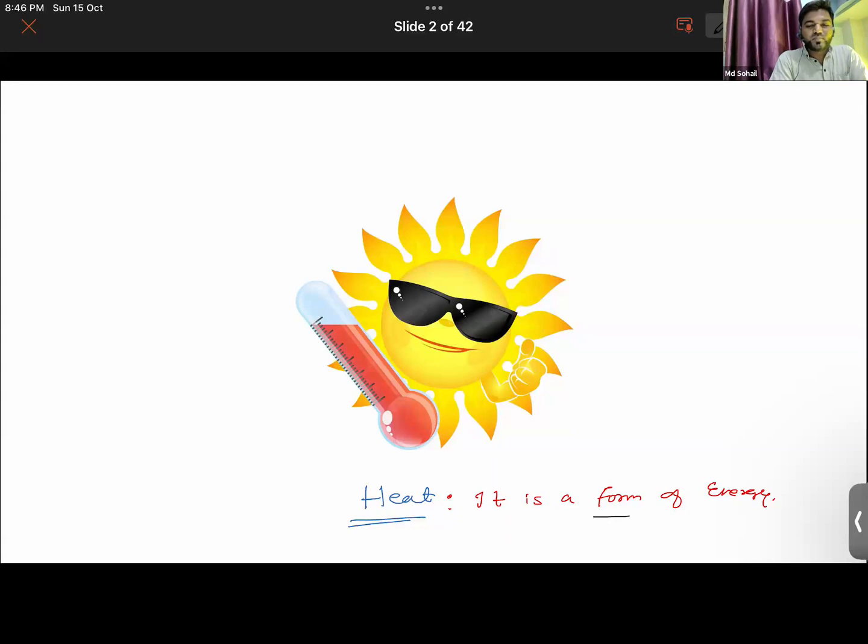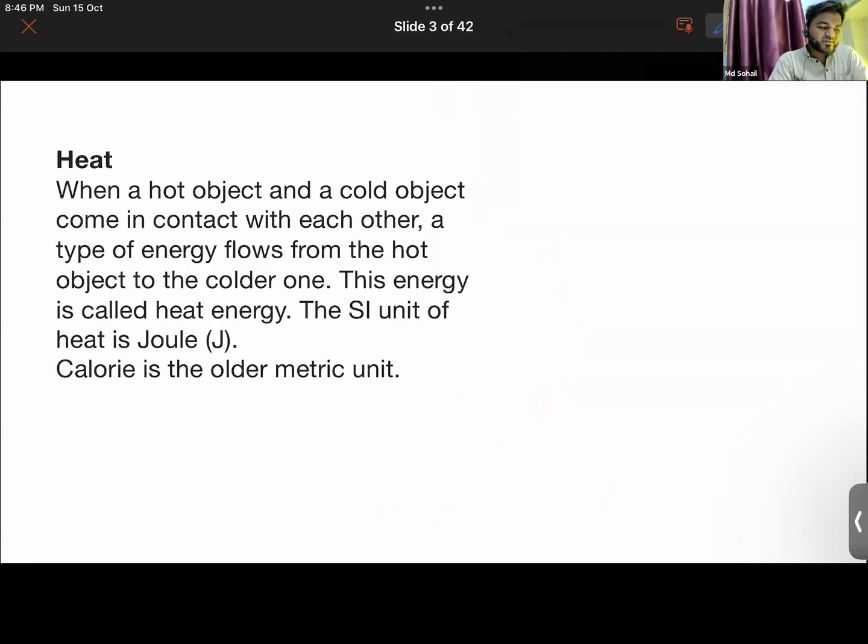There are different bodies around ourselves. Some of the bodies are hot, some are more hot, some are cold, and some are colder. In our everyday life, we are touching different objects, and some of them give us a sensation of hotness while some of them give us a sensation of coldness.